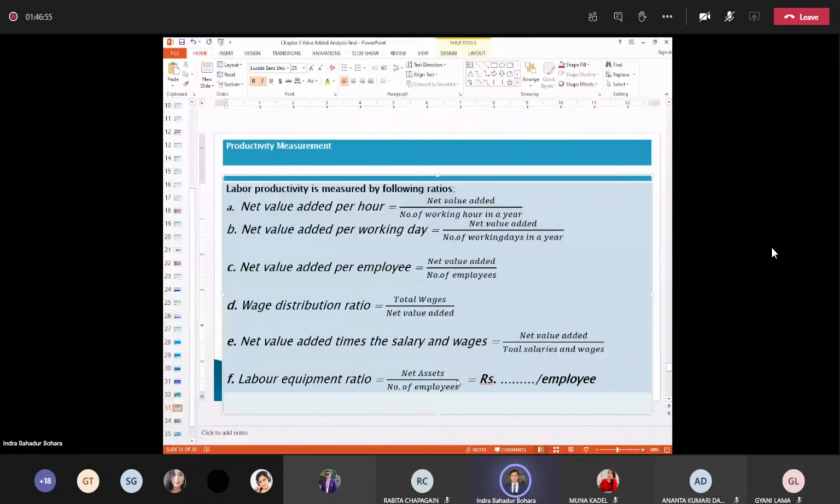So is there any change, increase or not? If increase, it is better. When decreases, it is not better. Company was unable to increase the amount of assets with respect to employees. For such analysis, labor equipment ratio is used.